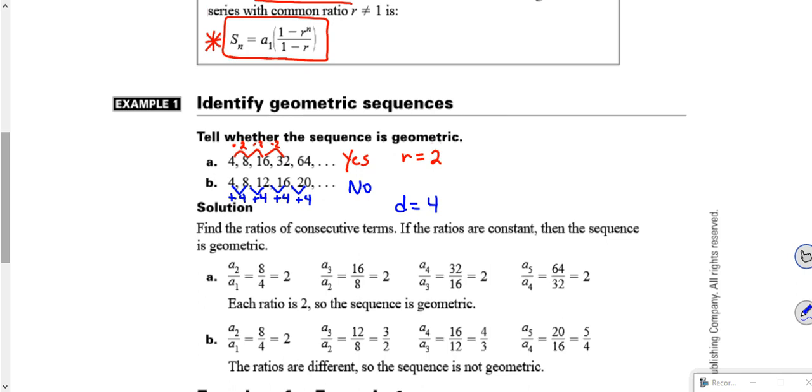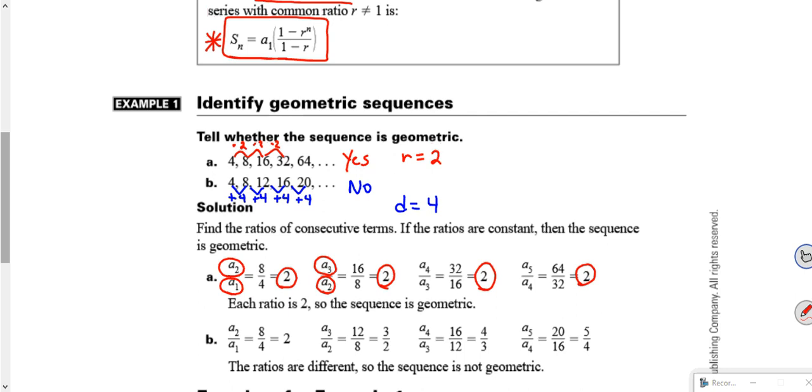Now, if you look at how they did it in their examples in the solution down here, they take the second term over the first term. 8 divided by 4 is 2. Then they take the third over the second, which is 16 divided by 8, which is also 2. The fourth over the third, which is also 2. The fifth over the fourth, which is also 2.